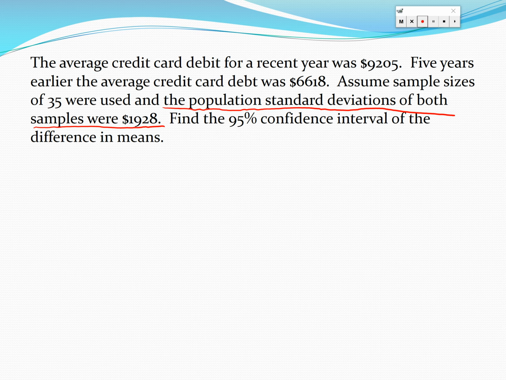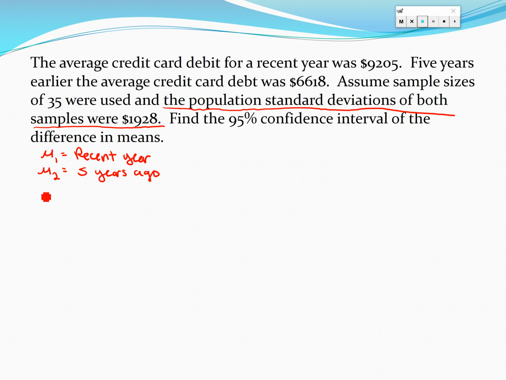So that's how I know I'm going to do the Z interval. Population standard deviations, I know them. So we're looking at a 95% confidence interval of the difference in means. Still want to designate mu sub 1 and mu sub 2. So let's make mu sub 1 the recent year, and let's have mu sub 2 be 5 years ago. Again, it shouldn't matter if those are interchanged.